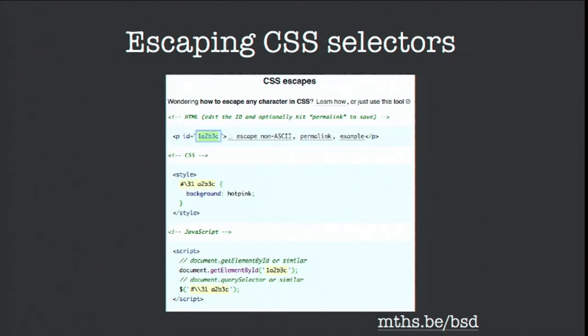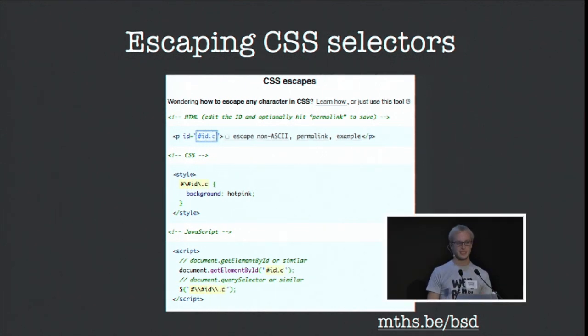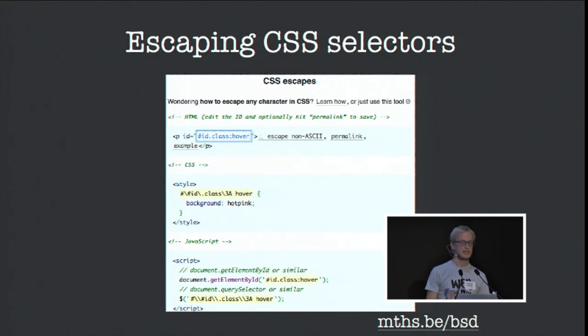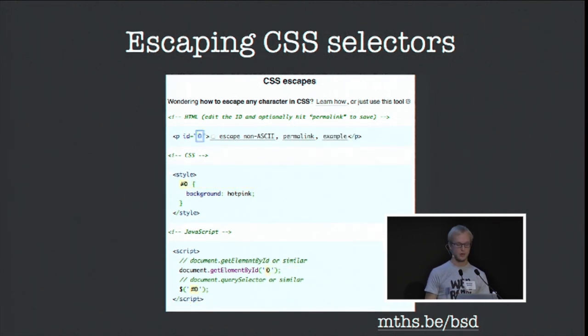Now, to help me understand all this, I built another one of those tools. So it allows you to enter any ID or class name, even the crazy ones, and then it will automatically tell you how to select that element in CSS or using the selectors API in JavaScript. So if you're using document.querySelector or jQuery or something like that, it will tell you what the selector would look like after the double escaping that you need for that.